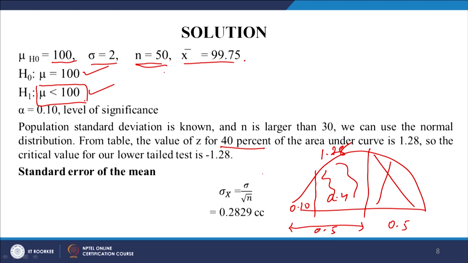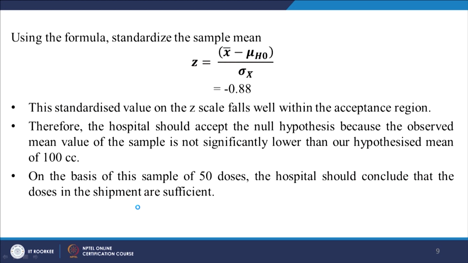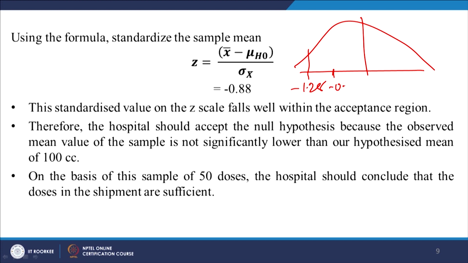Now, first we will calculate the standard error of the mean. Sigma upon root over n. Sigma was 2, root over 50. Using the formula, standardize the sample mean now. So, z is equal to X bar minus mu hypothesized divided by the standard error, which gives us a result of minus 0.88. So, where is minus 0.88? What was your critical value? Minus 1.28. Where is your estimated value? Minus 0.88. If we all see it, that means it is coming within the range.